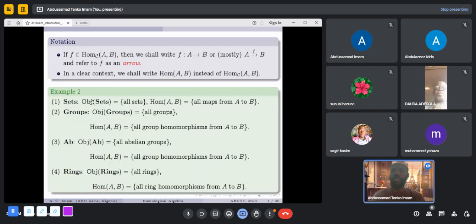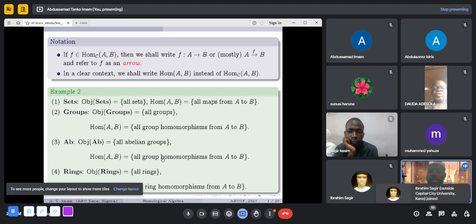So the class of all sets is actually a category, along with the set of all mappings with the composition law. Mappings are thought of as structure preserving maps between sets. And then if you take the class of all groups, it's also a category, where the set of morphisms between objects is group homomorphisms. Then we have the composition law, and everything is satisfied. And then we talk about AB, the category of all abelian groups. The morphisms here again are group homomorphisms.